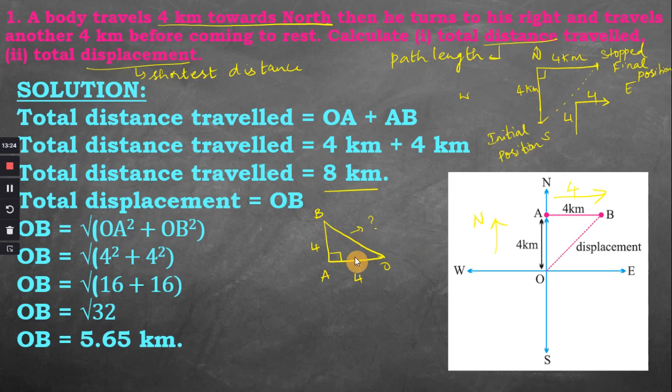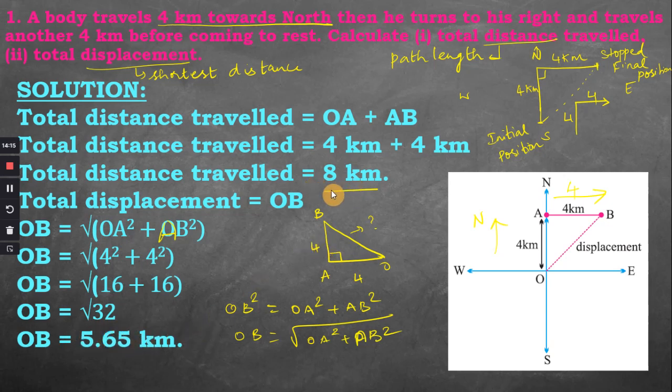That is your displacement. As per the Pythagoras theorem, you know that the square of the hypotenuse is equal to the sum of the squares of the other two sides. So you can say that OB square is equal to OA square plus AB square. So OB is equal to the square root of OA square plus AB square. So you have 4 square plus 4 square, square root of 16 plus 16, square root of 32. You can find this value of the square root by using the long division method, which you would have learnt in your lower classes. And you will get the value to be 5.65 kilometers.